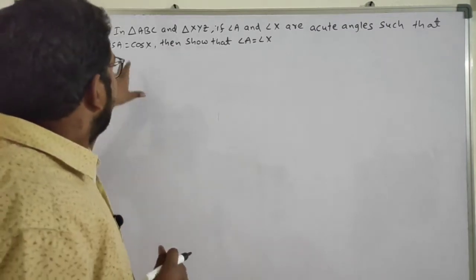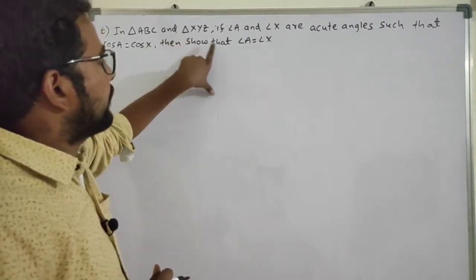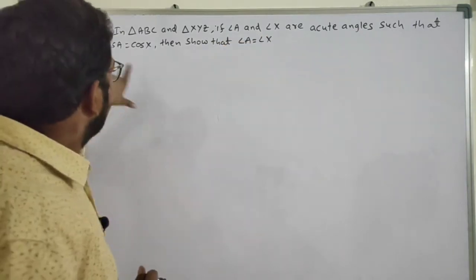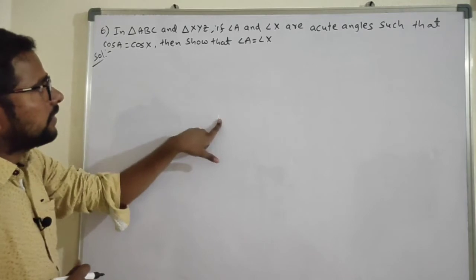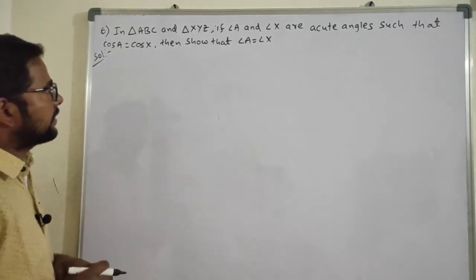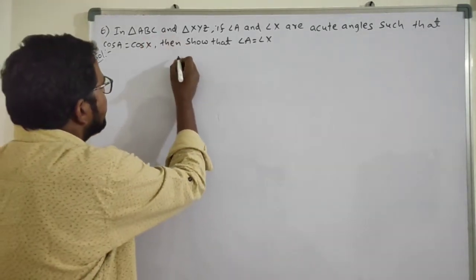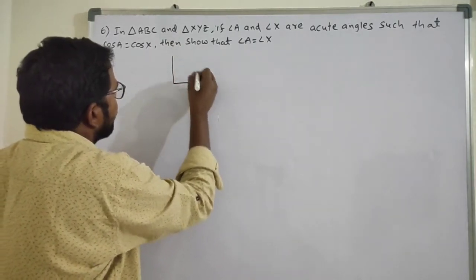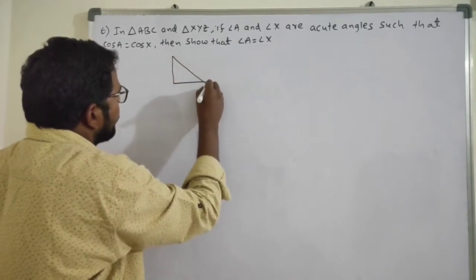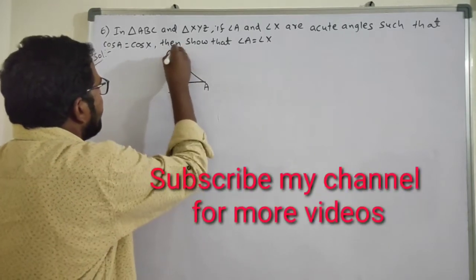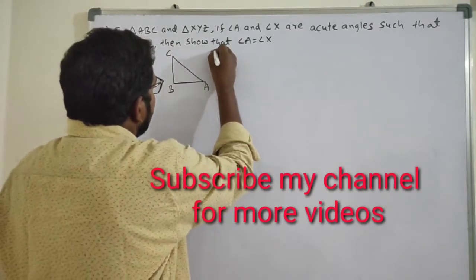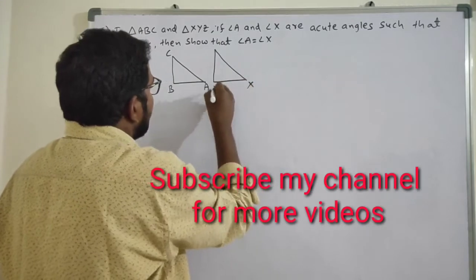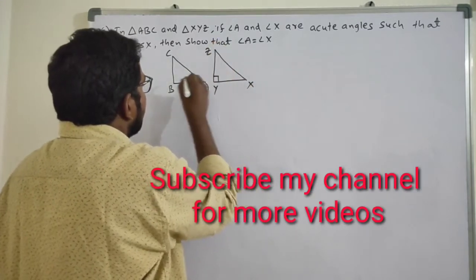Now the sixth question. In triangle ABC and triangle XYZ, if angle A and angle X are acute angles such that cos A is equal to cos X, then show that angle A is equal to angle X. So two triangles are given, triangle ABC and triangle XYZ. So this is triangle ABC. And take one more triangle, triangle XYZ. X, Y, Z. This is 90 degrees.